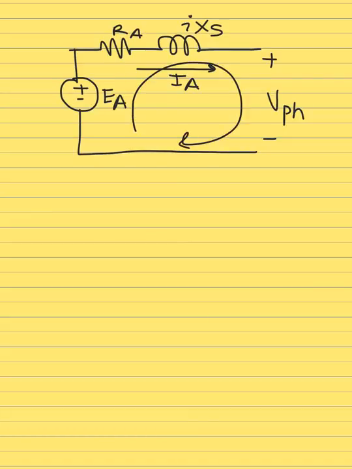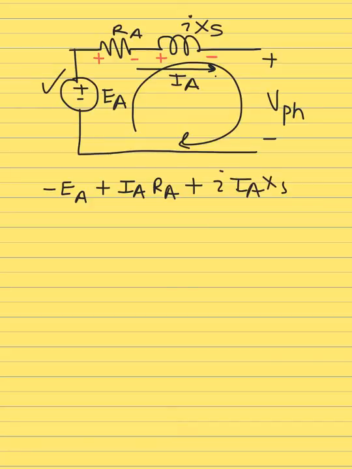It's a series circuit, so apply KVL. We go clockwise, and you can start from any component. Let's say I'm starting from EA, so it's negative EA as I'm approaching the negative end first. Based on the direction of this current, the drop across the two components in here is going to be plus and minus, plus and minus. So the next term is positive, and it's IA times RA. The next term is also positive, IA XS, and the last term here is positive to negative, so positive V phase, equal to 0.